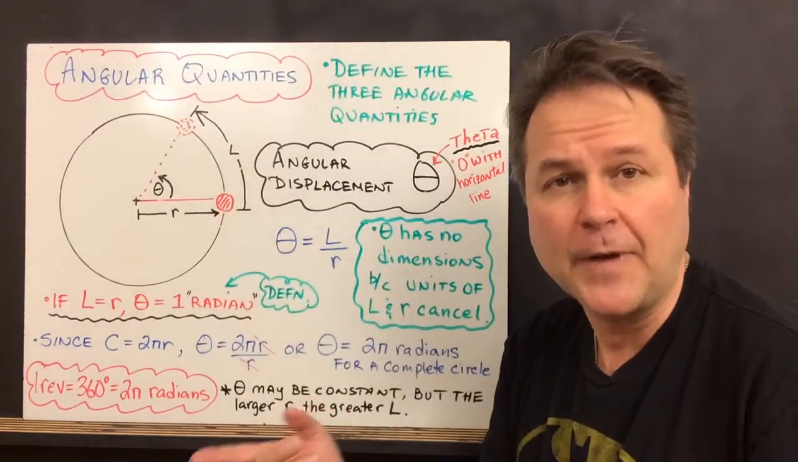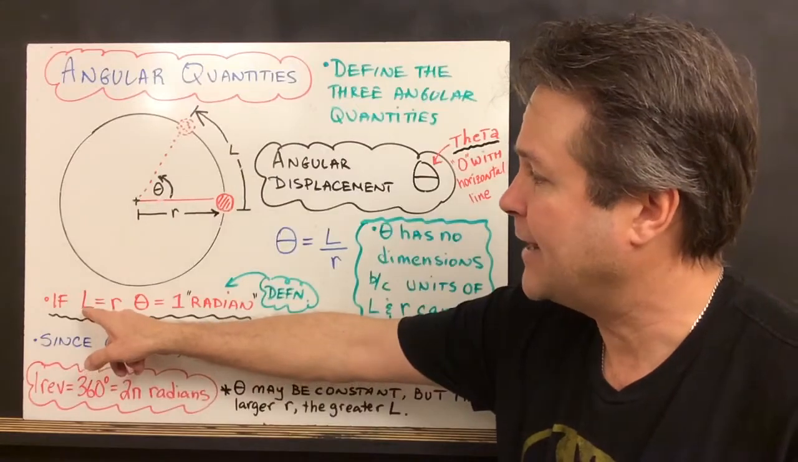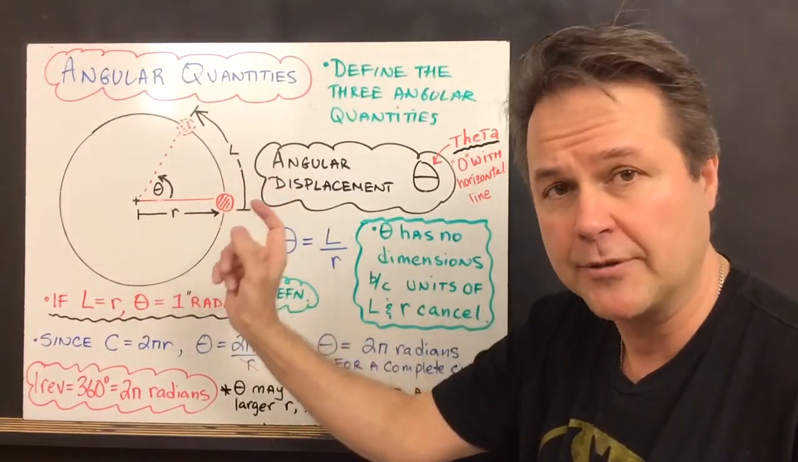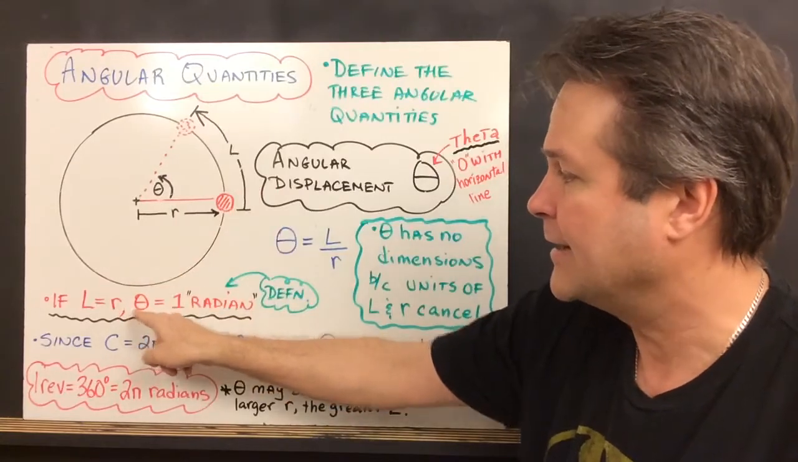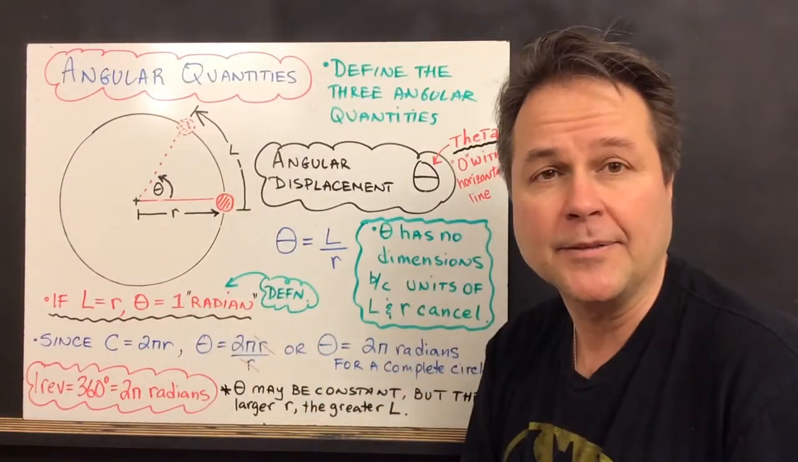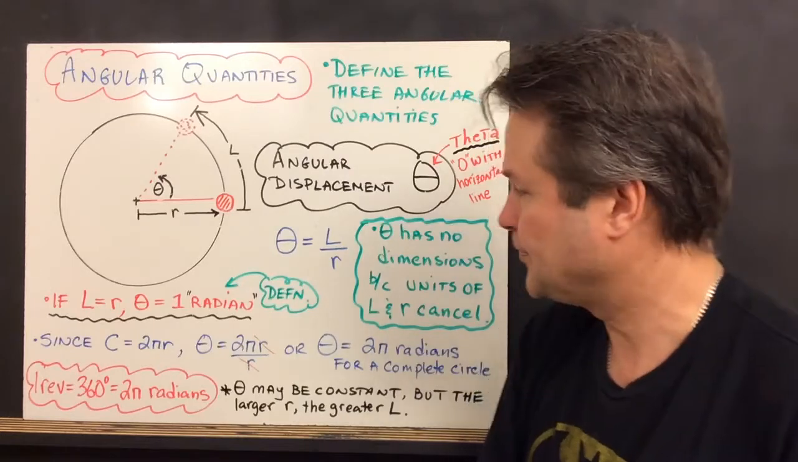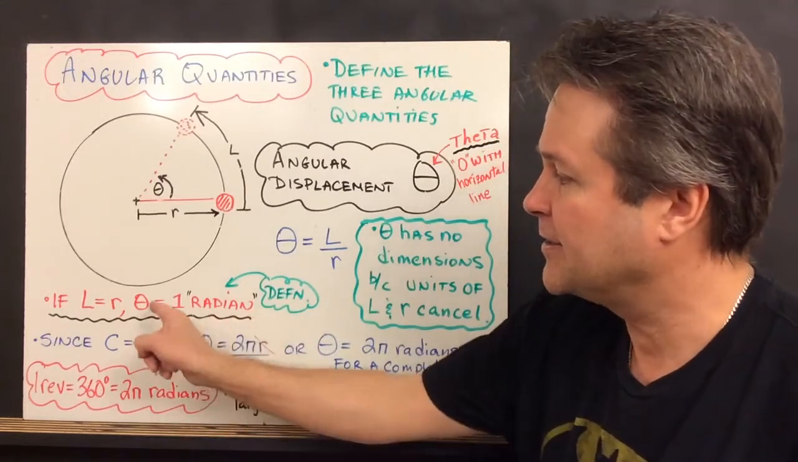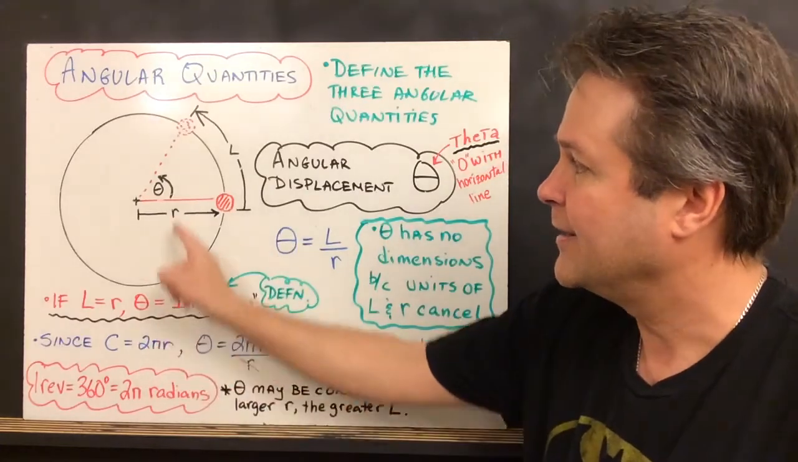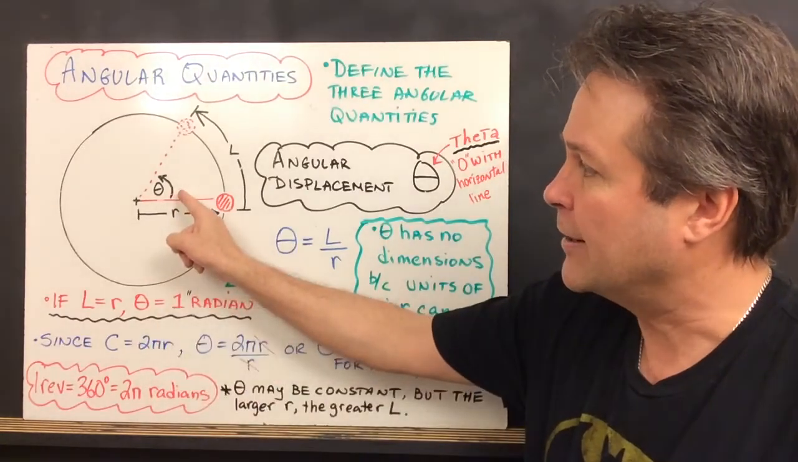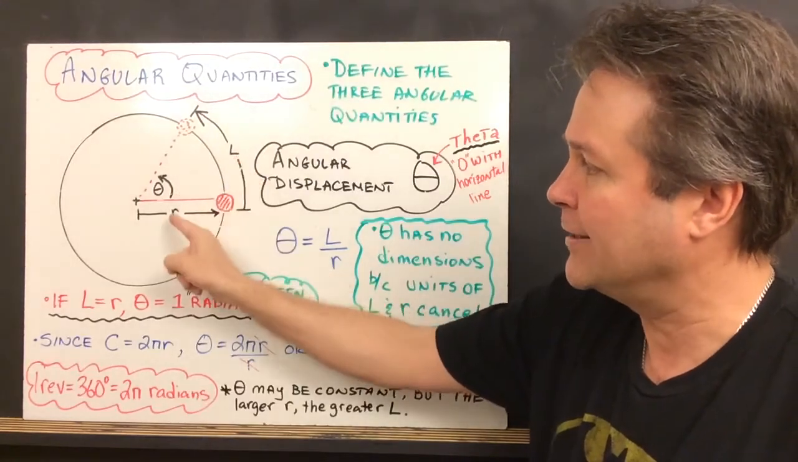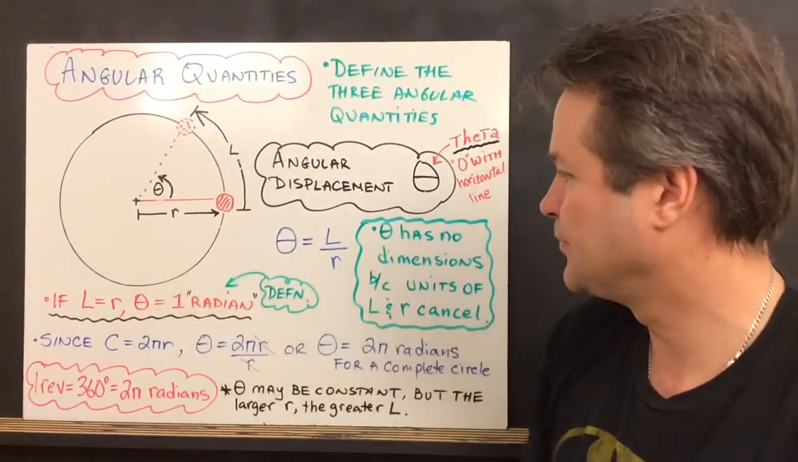Now, we further define that by saying that if L is equal to R, in that particular case, theta is going to be called 1 radian. That's about 57 degrees. And that's how we define a radian. 1 radian is the angle formed when L is equal to R.